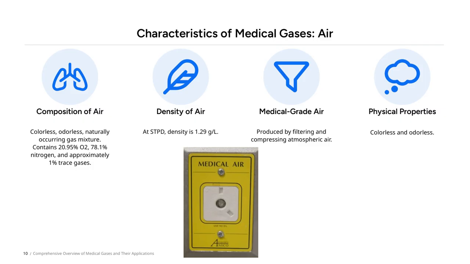Moving on to its composition, air is a naturally occurring mixture of gases. It's mostly made up of about 20.95% oxygen, which is obviously critical for respiration, and approximately 78.1% nitrogen, which acts as a filler gas. There are also around 1% of trace gases, which include other minor components naturally present in the atmosphere. Understanding these properties helps us appreciate why air is such a fundamental medical gas, and how its characteristics influence its safe and effective use in various clinical applications.